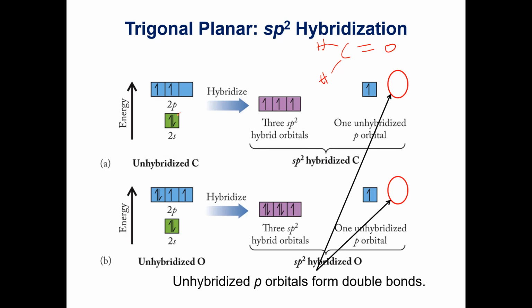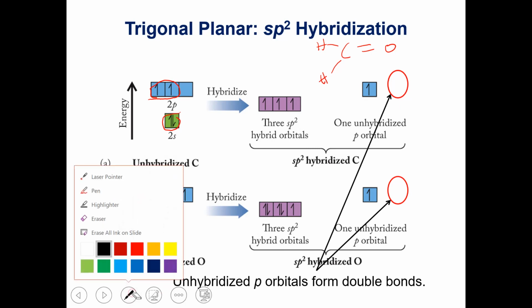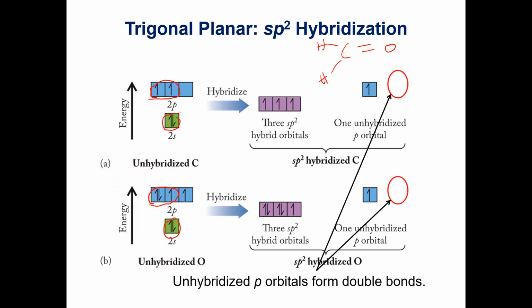So what we do instead is we take the 1 2s and 2 of the 2 p's, and we form 3 sp2 hybrid orbitals, and then we have 1 p orbital that stays unhybridized. For our oxygen, we again mix the 1 2s with 2 of the 2 p's, and we form 3 sp2 hybrid orbitals, and then we have 1 p orbital that's unhybridized.